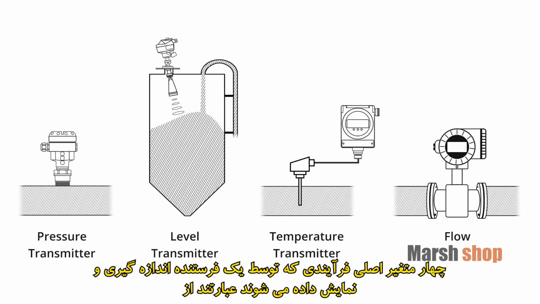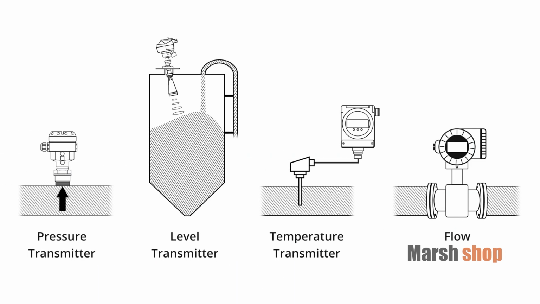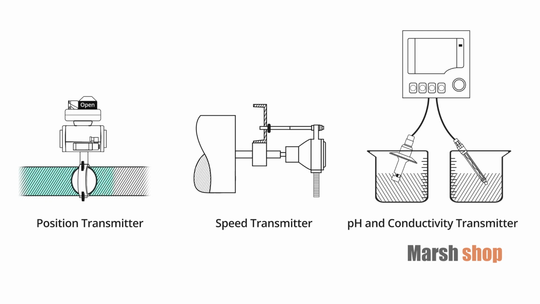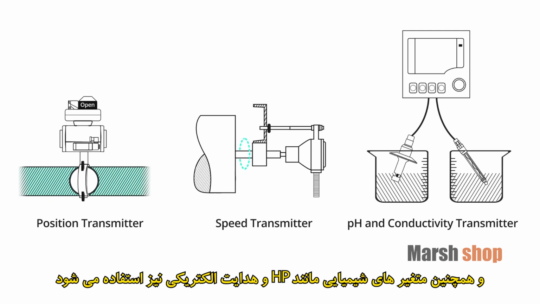The four major process variables measured and represented by a transmitter are pressure, level, temperature, and flow. Transmitters are also used in industry to measure other variables such as position and speed, and chemical properties such as pH and conductivity.